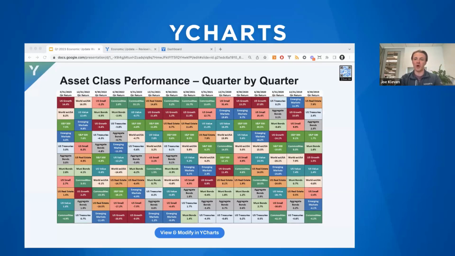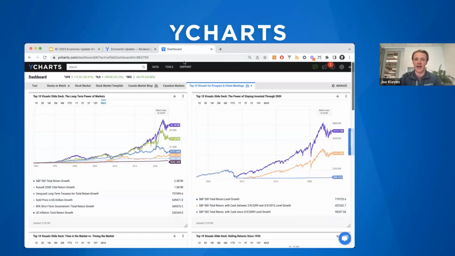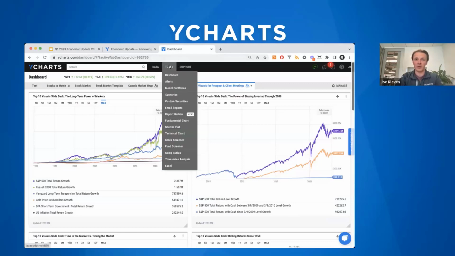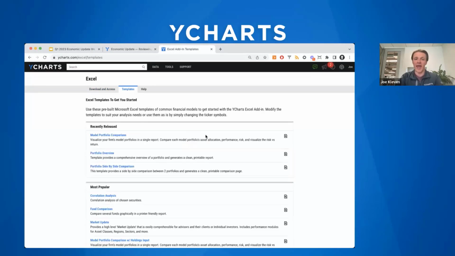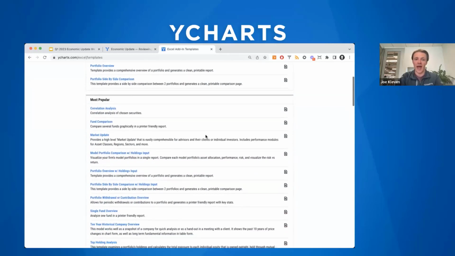You can also build your own asset class quilt using our Excel add-in. This plugin allows you to leverage dozens of templates just like this. Let me actually hop into the tool just for 10 seconds and show everyone, if you're not a client or haven't used our Excel add-in, how to do that. You just hop in here to YCharts and go to the tools drop down. All the way at the bottom is our Excel add-in, which you can download to Microsoft Office. And here's just a sneak peek of the dozens of templates that we have on offer using our Excel add-in.